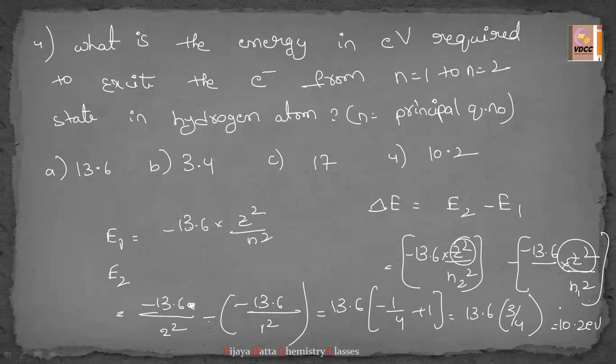So the change in energy is E2 minus E1, delta E equal to E2 minus E1. So 10.2 means I'll go with the fourth option.